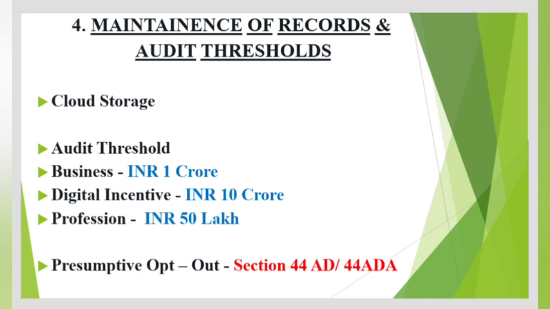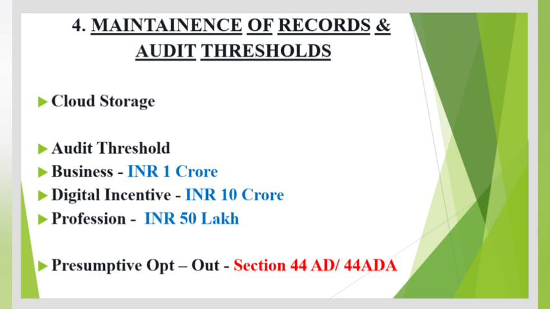Digital incentive. The threshold increases to INR 10 crore if cash receipts and payments are each limited to 5% of the total. Profession. Audit is mandatory if gross receipts exceed INR 50 lakh.